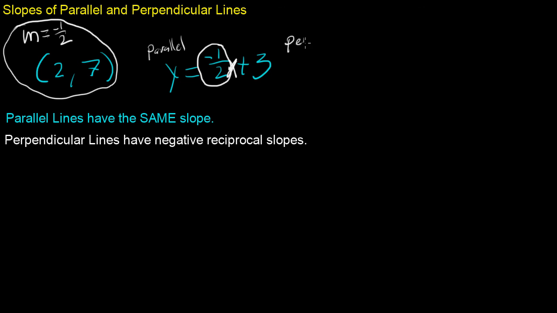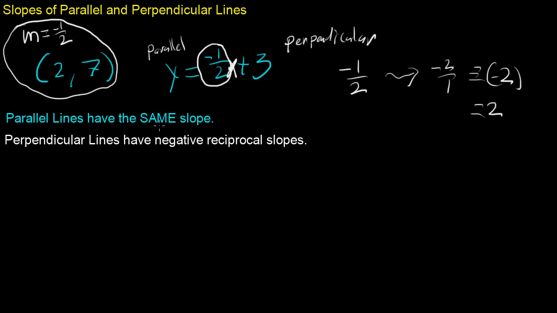For perpendicular, we need to take the negative reciprocal of -1/2. Well, hopefully we all know what a reciprocal is. The reciprocal of -1/2 is -2/1, which is of course just -2. But the negative reciprocal of that would be -2 made positive, which would be 2. So if we wanted a perpendicular line, we would use m equals 2 and the point 2, 7.